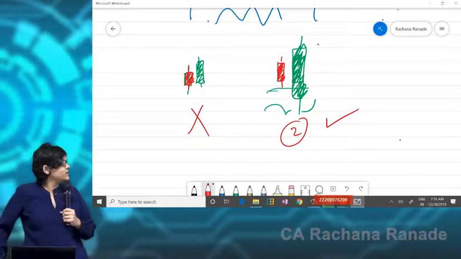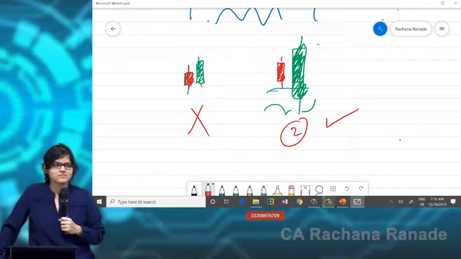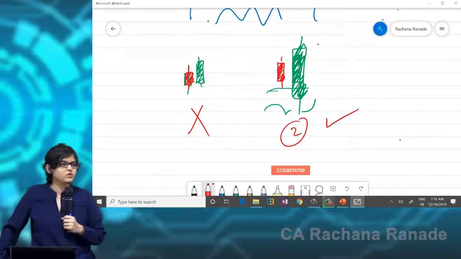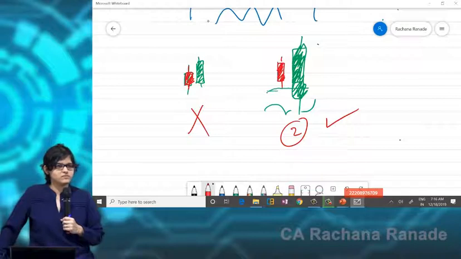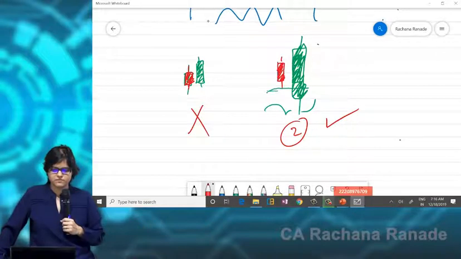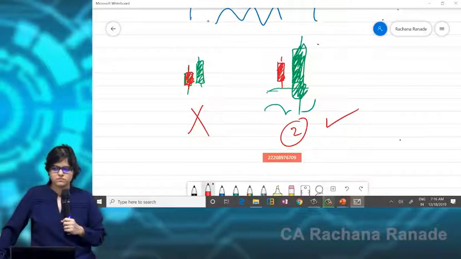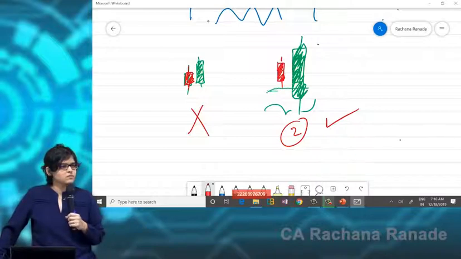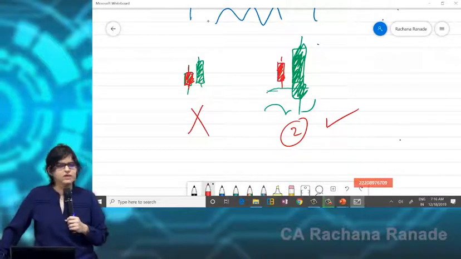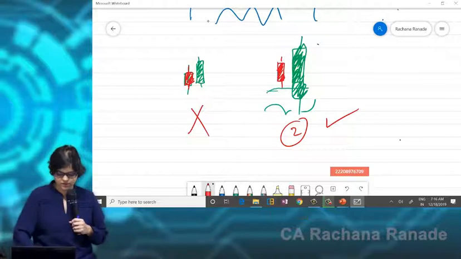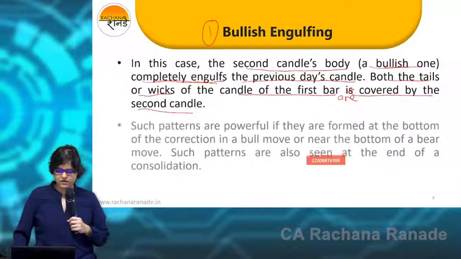And if you were to draw this quickly, for the first one or second one? Second one. Have you understood this? Can I go on to the next type of candle? Yes. Write down the second type.